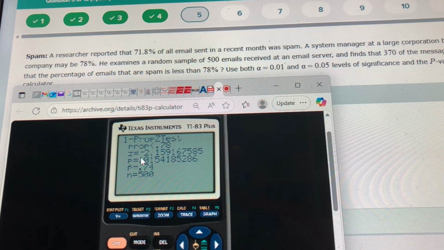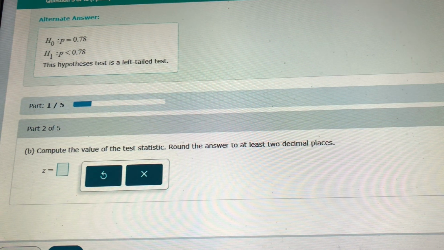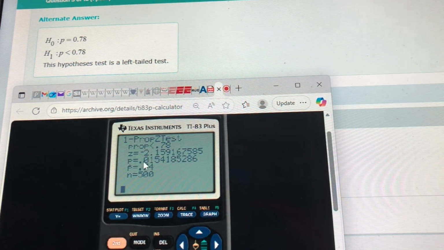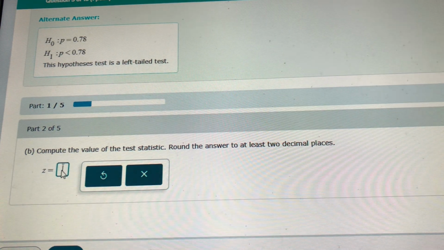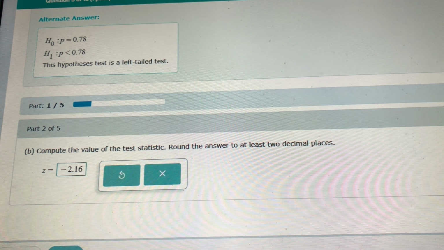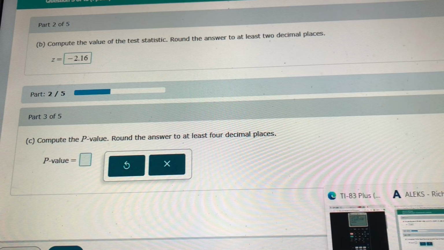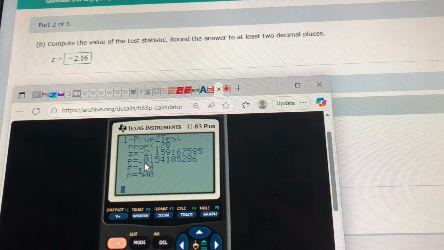So the test statistic is negative 2.16, or maybe they still want 3 decimals, 159, 2 decimals again. So I'm going to make it negative 2.16. And then the p-value is 0.154.